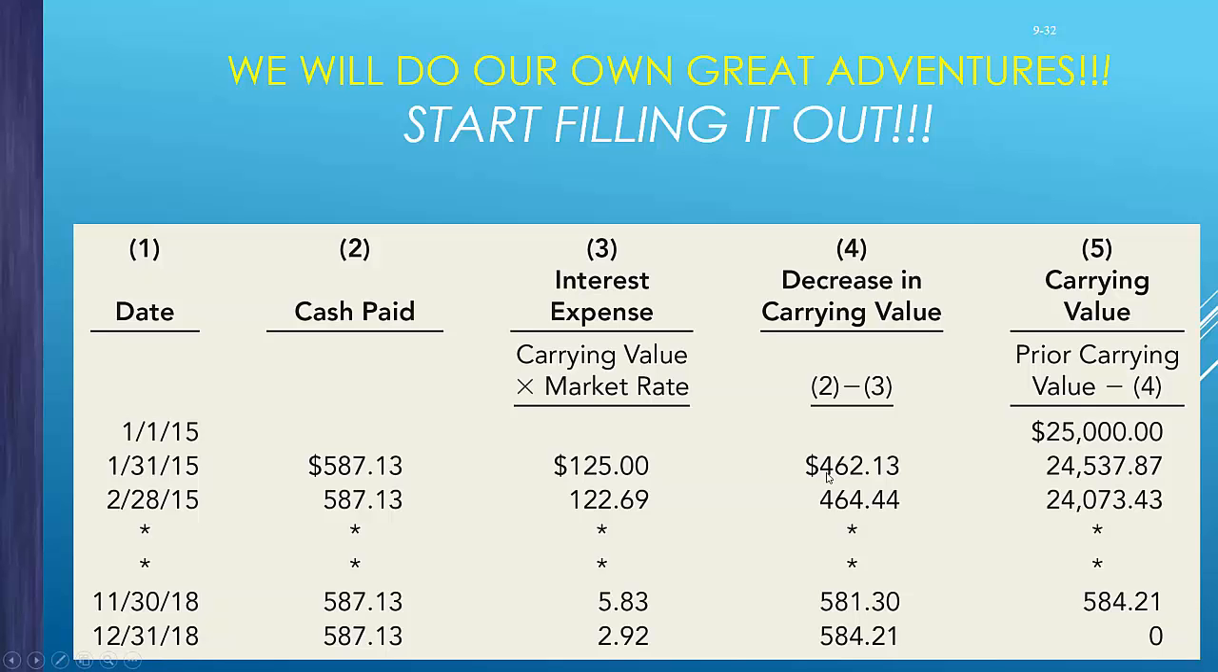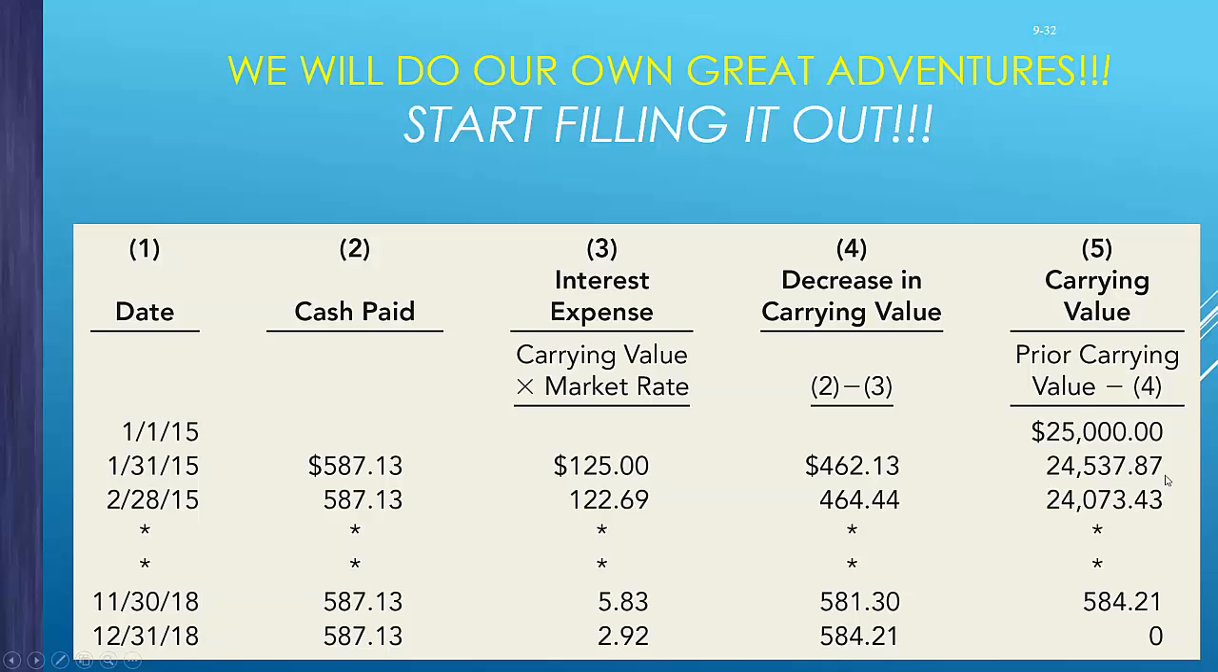So the decrease in the carrying value, meaning how much of my $587.13, which was my monthly payment, how much of that is being applied to interest and how much of that is being applied to the principal. So the $462.13, which is applied towards the principal, gets taken out from the carrying value. 25,000 minus 462.13 is this amount right here.